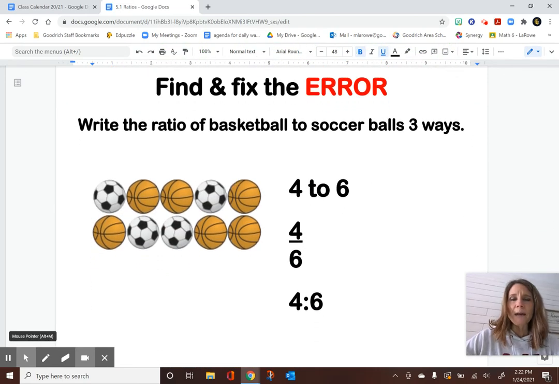There are a couple of common mistakes that people make when writing ratios. I made a mistake here. I know that doesn't surprise you. I love whiteout. See if you can find my mistake. I was asked to write the ratio of basketballs to soccer balls 3 different ways. We'll pause the video while you look to find and fix my error.